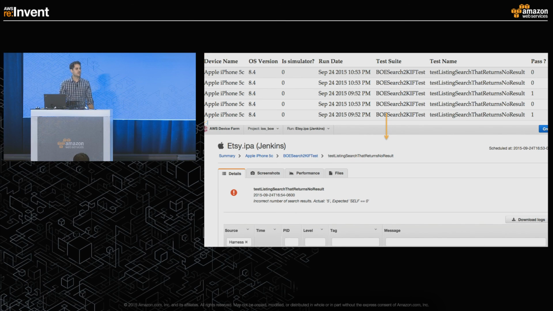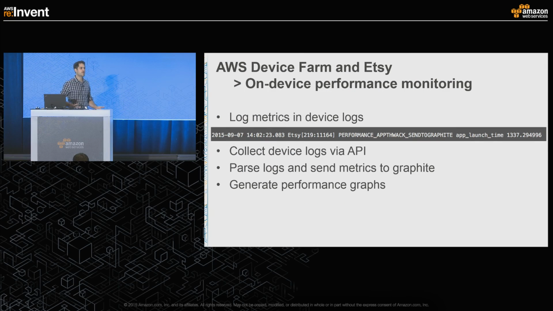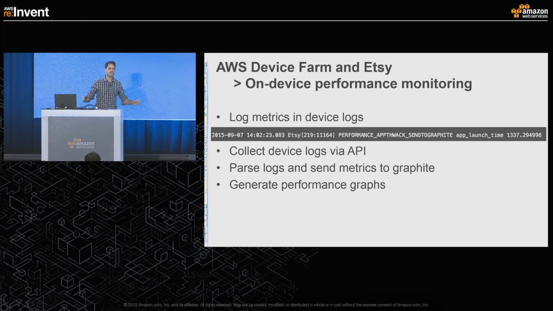So I mentioned earlier that we do on-device performance monitoring as well, and the idea is pretty simple. Your functional tests are exercising a lot of screens and navigating in the app. And so we simply log the perf metrics that we're interested in to the device log, and then later use the API to retrieve the device logs, parse them, and once you find your key for the performance metrics, send that to Graphite. And then, boom, you have a performance graph based on actual physical device test runs, which is pretty valuable. So in this example, we're monitoring the app launch time, which is a pretty easy metric to get, and pretty important to monitor as well.